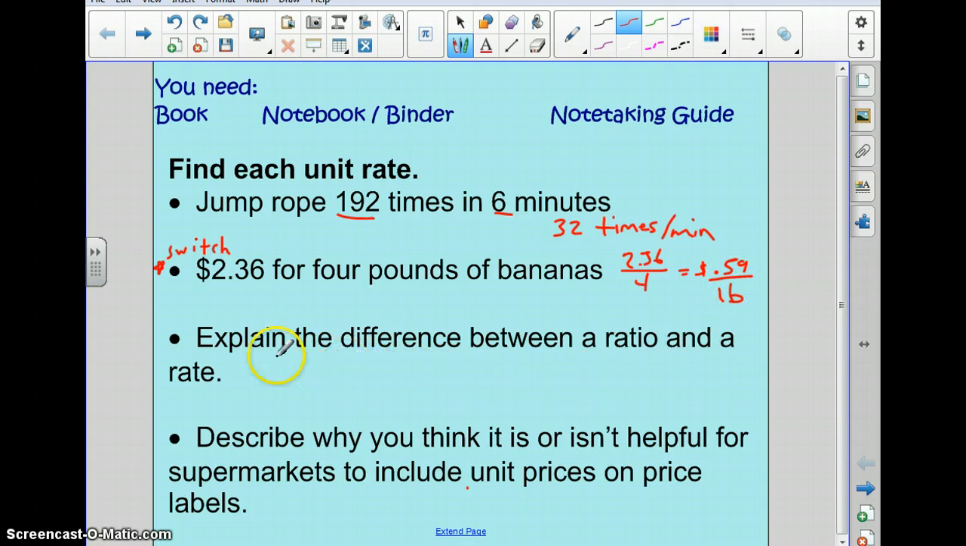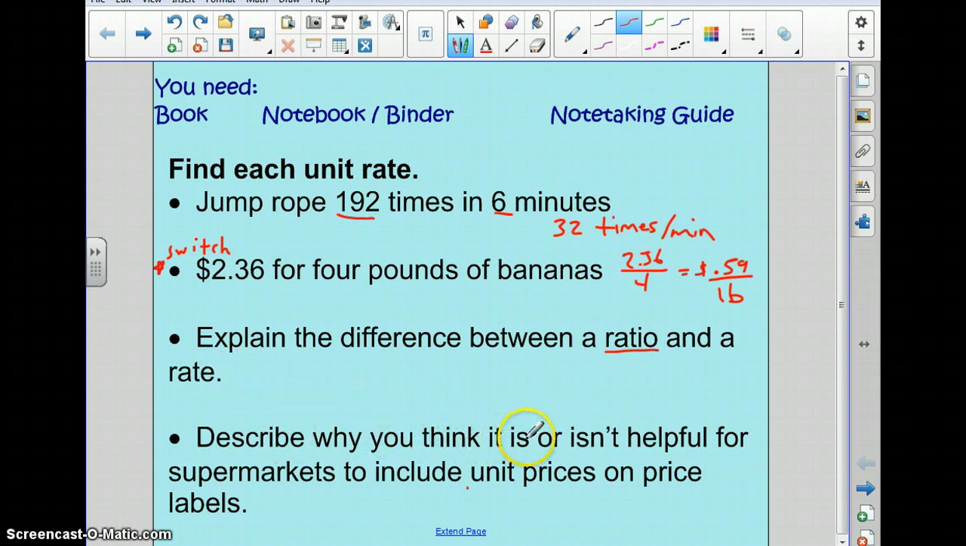All right, and this one here, explain the difference between a ratio and a rate. Ratios, remember, do not have to have a denominator of 1. They can be 3/2, 3:2. With the rates, they have to have units. They have to have labels. That's kind of like our word problem. So we have to have like gallons per minute, miles per gallon, miles per hour, those kind of things.